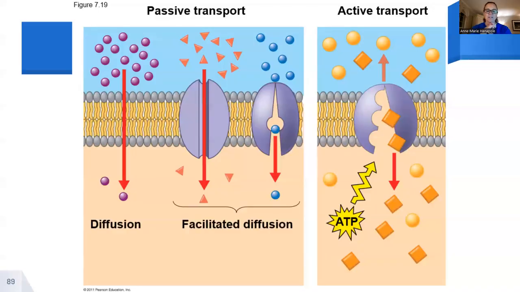Okay, so this diagram kind of sums up that process. So diffusion is going to be molecules moving from high concentration to low concentration across the membrane. Those are going directly through the phospholipid bilayer. And molecules like water can pass through the membrane because they're teeny tiny. Other things like oxygen and carbon dioxide can also squeeze through the membrane because they're teeny tiny.